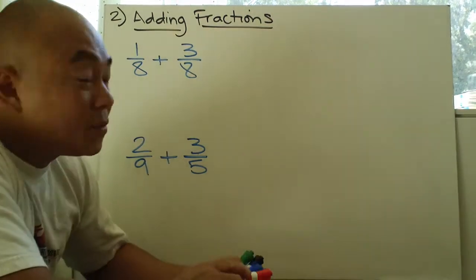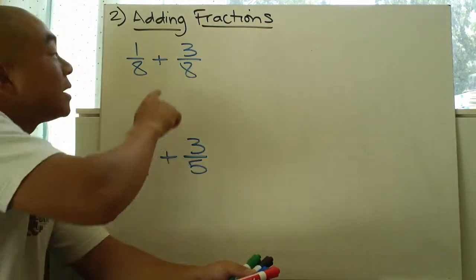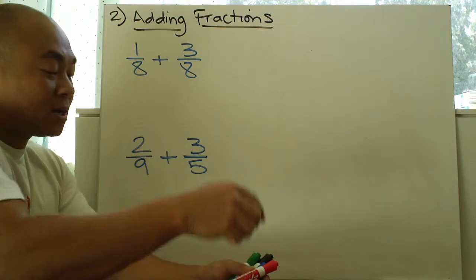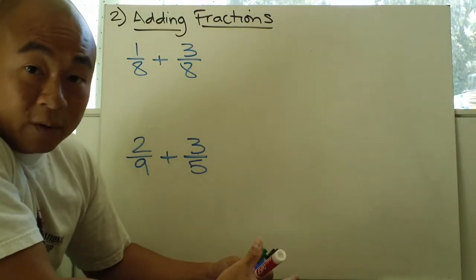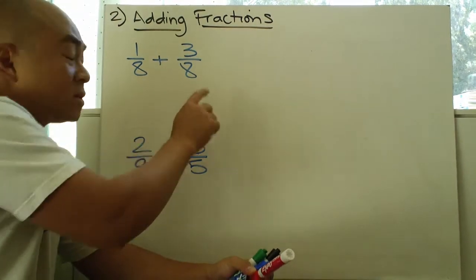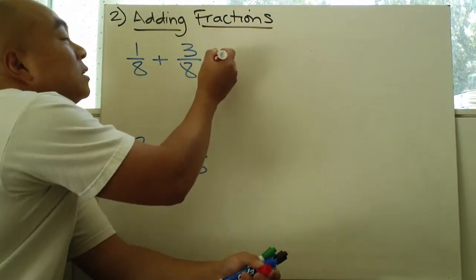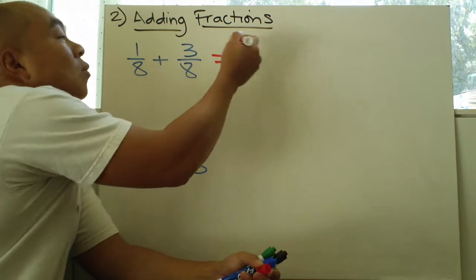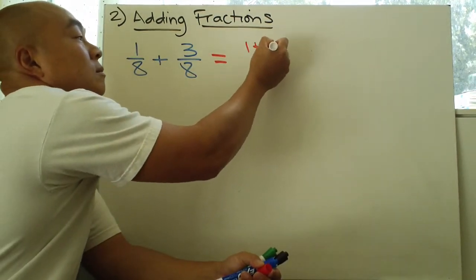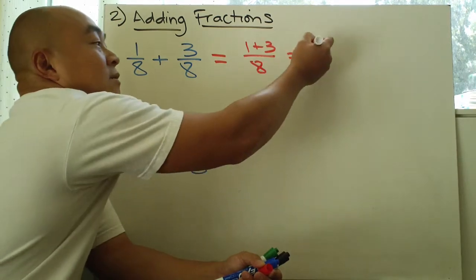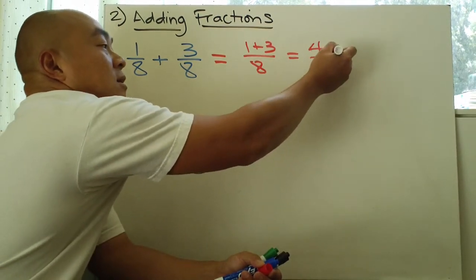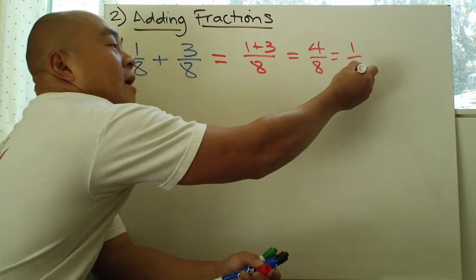Alright, let's start off with the easy one. Here we're adding fractions that have the same denominators. So you've already followed the first part of that tip. Denominators are the same, then all you have to do is just add the tops. 1 plus 3 over 8, and that gives us 4/8, and then simplify to 1/2.